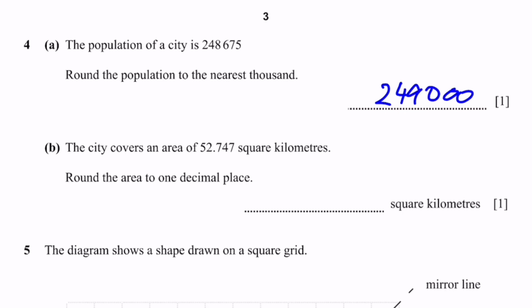B. The city covers an area of 52.747 square kilometers. Round the area to one decimal place. So the first decimal place is over there, 7. The next is 4, and it's less than 5. Therefore, we don't change it, 52.7.